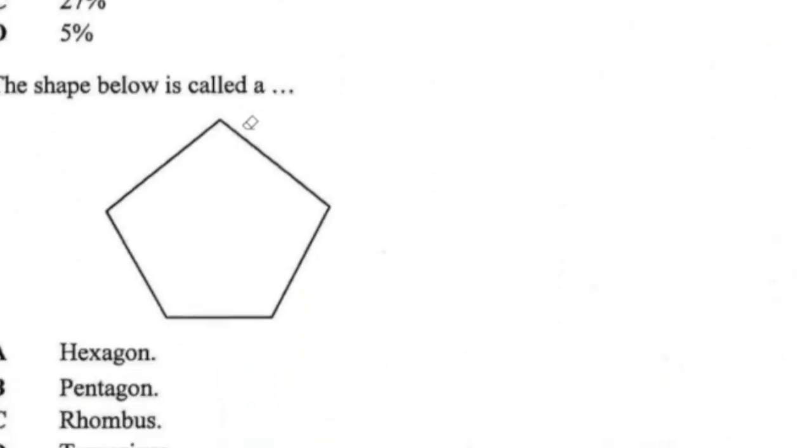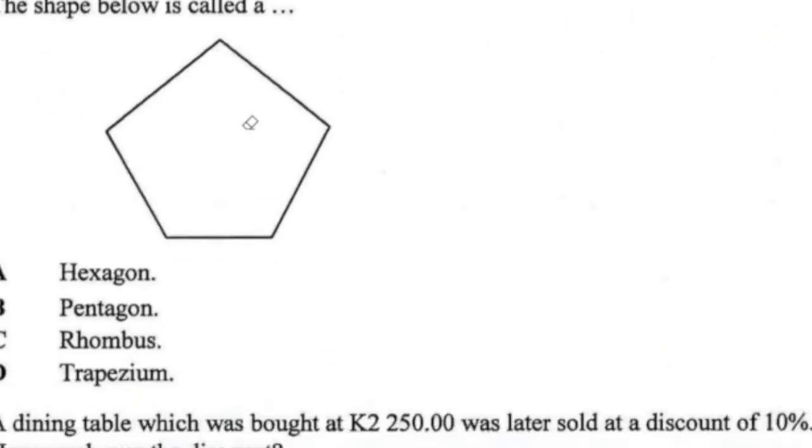Okay, we go to the next question, which is, the shape below is called. So this shape here, how many sides does it have? It has 1, 2, 3, 4, 5. A shape with 5 sides is called a pentagon, which is B. Pentagon is the correct answer.